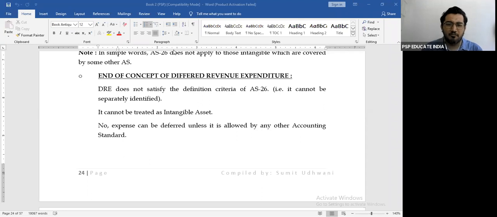Are you clear with whatever we have done? The first part of the accounting standard? Quickly put it on the chat box.